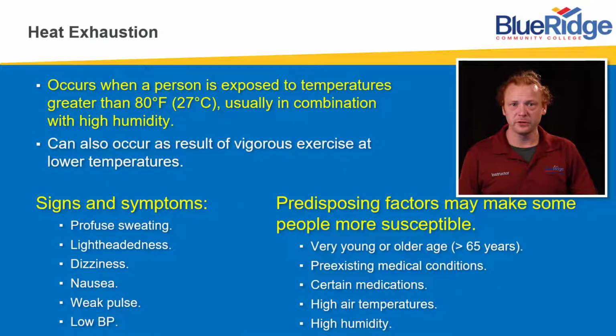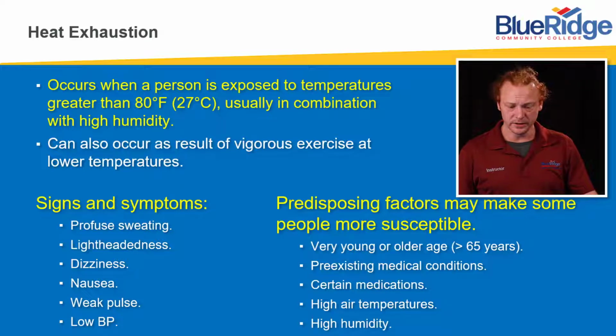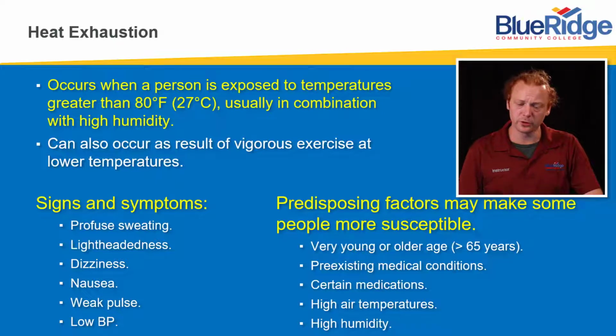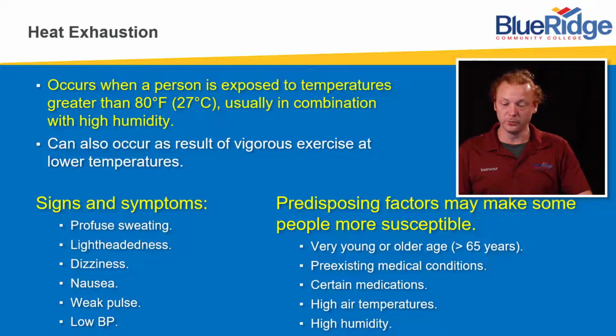Heat exhaustion is moving a little bit more down the severity line. This occurs when a person is exposed to temperatures higher than 80 degrees, usually in combination with high humidity. It can also occur as a result of vigorous exercise at low temperatures. Signs and symptoms of heat exhaustion include profuse sweating, lightheadedness, dizziness, nausea, weak pulse, and low blood pressure.